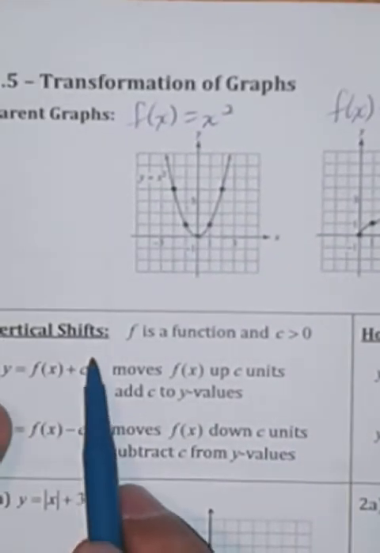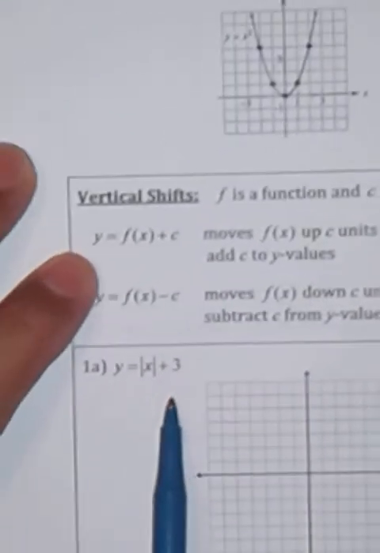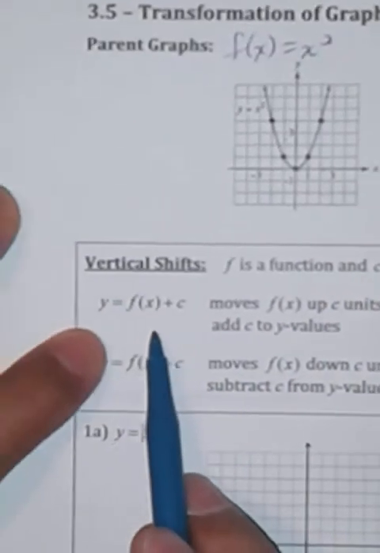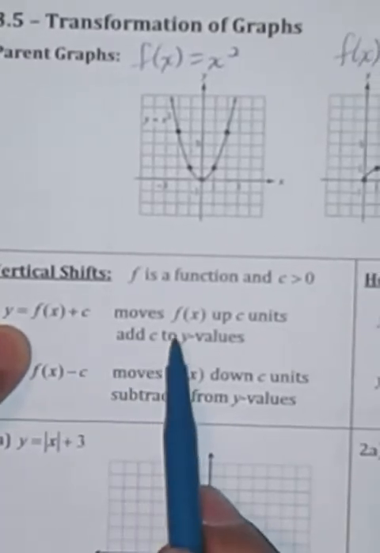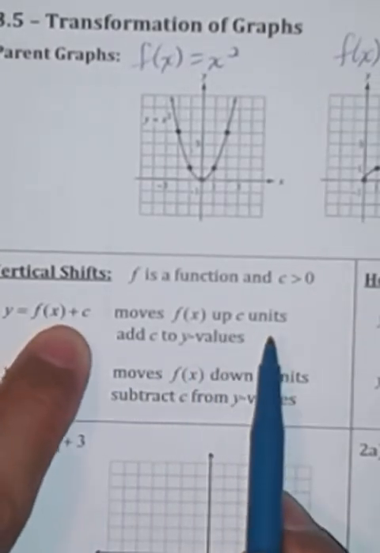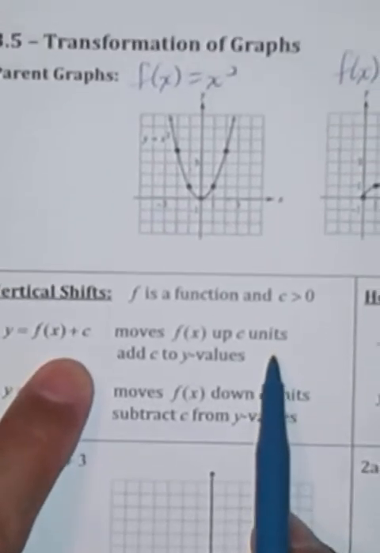Let's look at vertical shifts, and we're going to identify these just from the way the function looks, the function that we're given, or the equation in this case. So vertical shift, suppose f is a function and c is greater than 0, y equals f of x plus c moves f of x up c units. Plus c means like plus 2 or plus 1. And minus c means like minus 2 or minus 1.